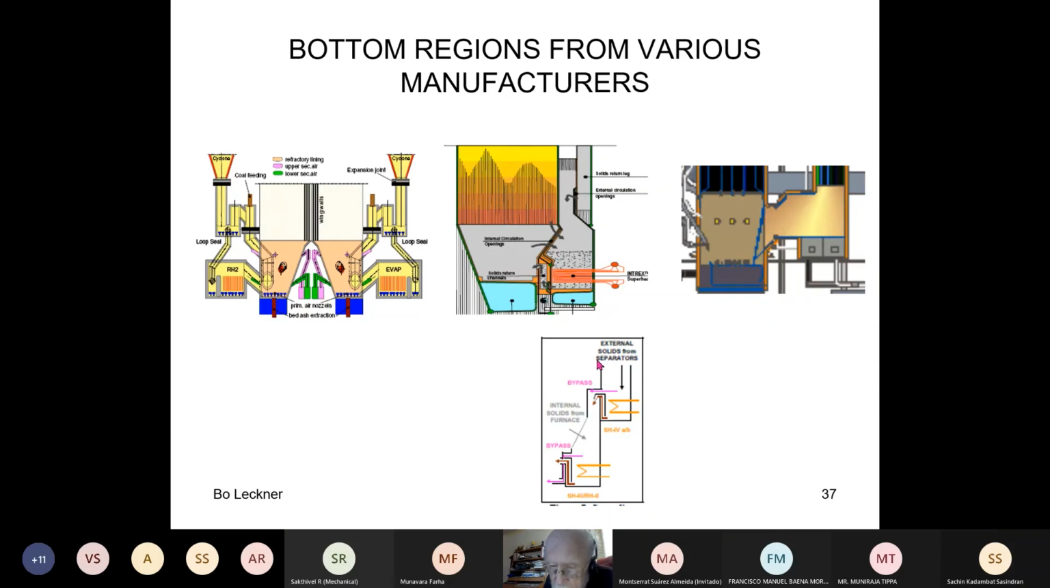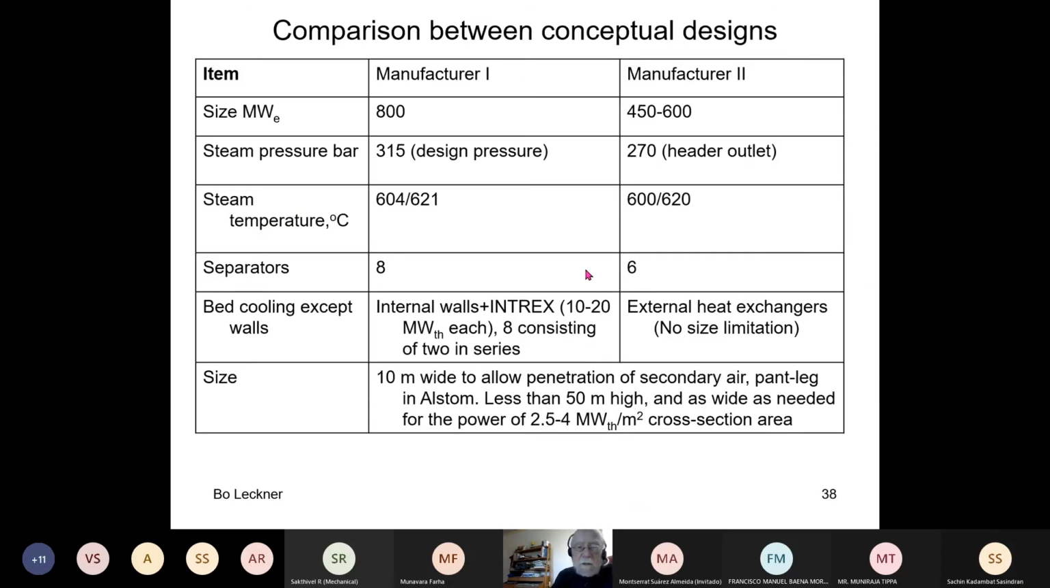Yeah, this is another comparison. I don't think this is very interesting. A few years ago, they said they wanted to make 800 and this manufacturer for 500 to 600, and they said that they will use a rather high pressure. This is supercritical pressure and supercritical temperatures of the steam to get a very high efficiency. This manufacturer wanted to have 8 cyclones, and this one 6 cyclones.